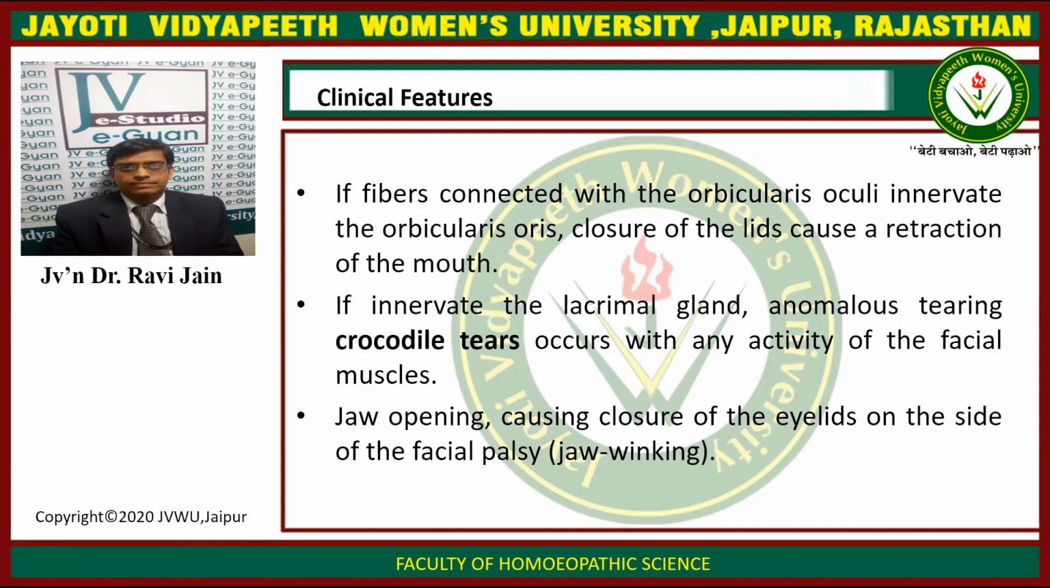If the innervation of the lacrimal gland is disturbed, anomalous tearing, crocodile tears, happens. इसमें क्योंकि अगर innervation of the lacrimal gland disturb हो जाता है तो अपने आप से ही पानी निकलने लग जाता है आंखों से आंसू आने लग जाते हैं तो पेशेंट को बोला जाता है कि आप तो मगरमच्छ के आंसू बहा रहे हो आपको कोई तकलीफ नहीं होगी आंखों से आंसू आ रहे हैं. So that is due to the innervation of the lacrimal gland getting disturbed. It occurs with any activity of the facial muscles. कोई भी activity के साथ आंखों में आंसू आना शुरू हो जाता है.